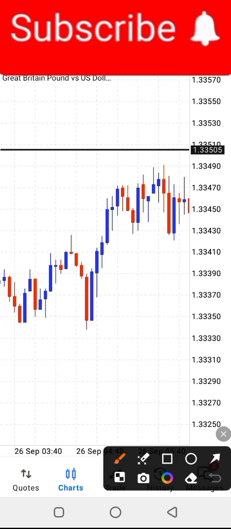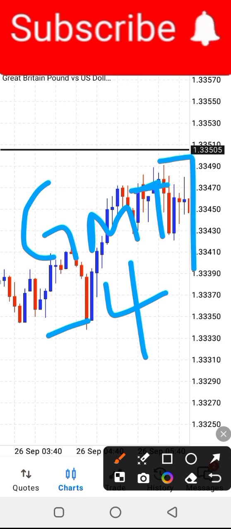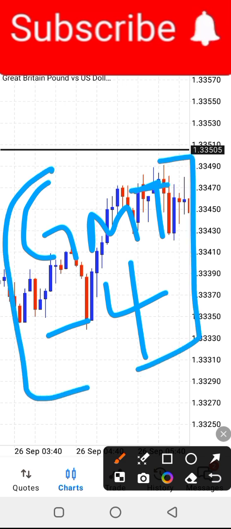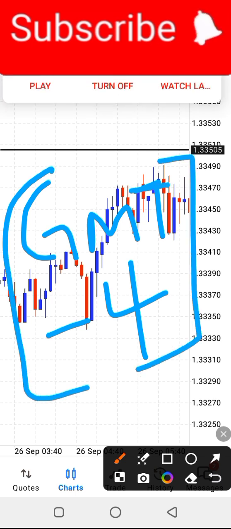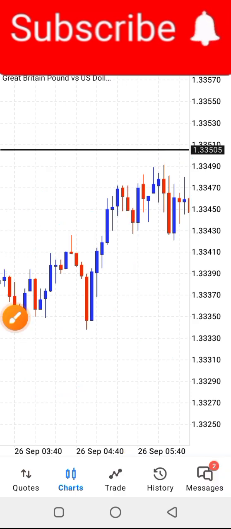Actually, New York time is GMT minus 4. So I'm trying to give you an idea of how you could work around it. Since my current chart time zone is GMT plus 0, all I needed to do was add 4 hours. I added 4 hours to 3 a.m. and that gives me 7 a.m. Then 4 hours to 4 a.m. gives me 8 a.m. So my time is going to be 7 a.m. to 8 a.m. Let's dive right into it without further ado.